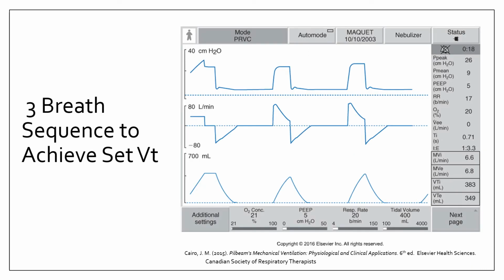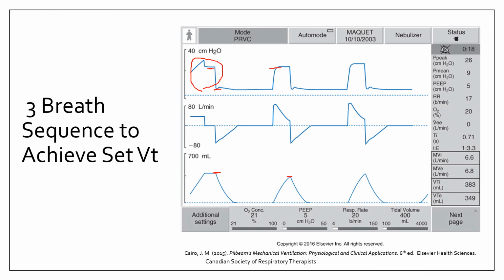So if we look here, this is a screenshot of the Servo-i. We can see that first breath is that volume breath, and there's our plateau here, and our baseline pressure here. So the next subsequent breath starts where that plateau is, and the ventilator's analyzing it, and it's saying, is my volume the same as the volume that I want it to be? Well, it's not quite there. It's a little bit lower. As you can see, it's not quite the same.